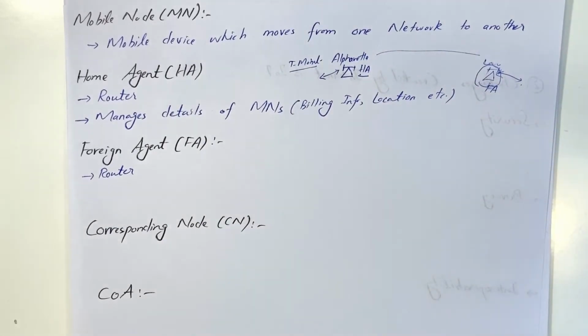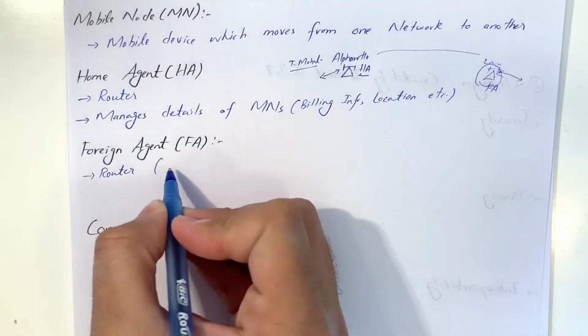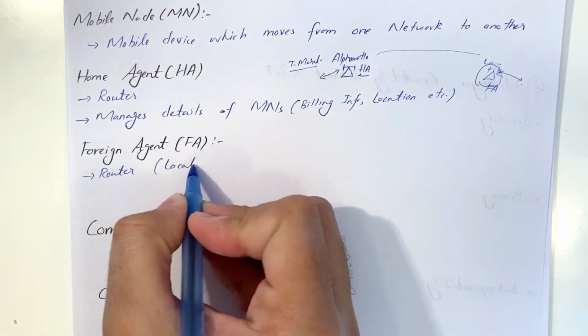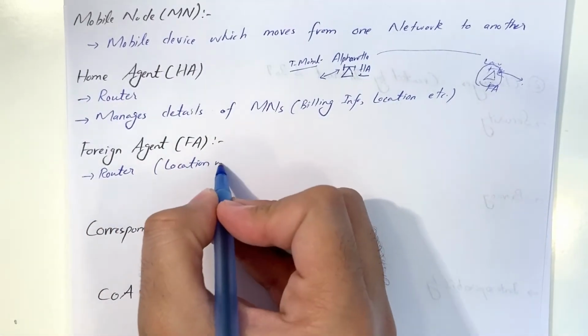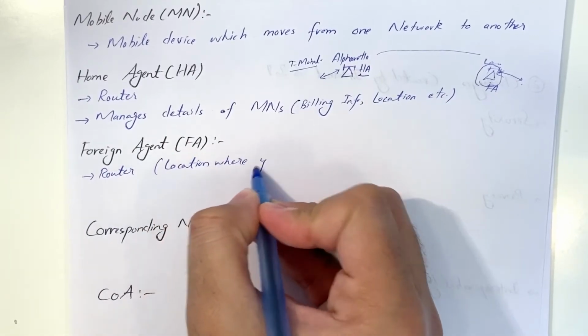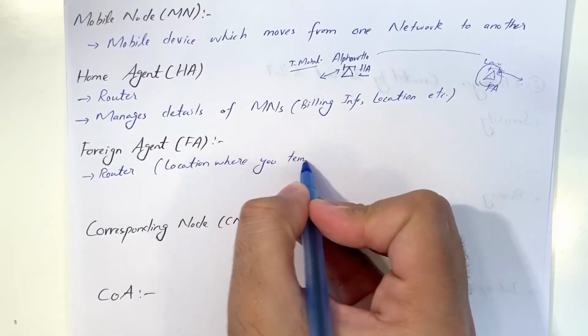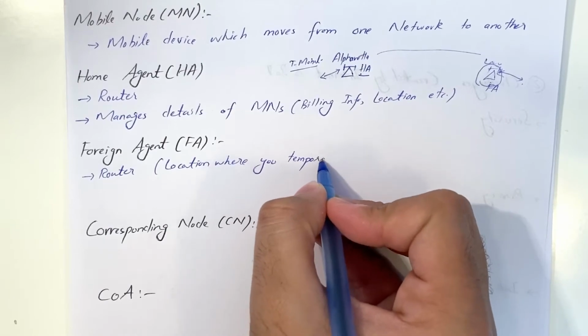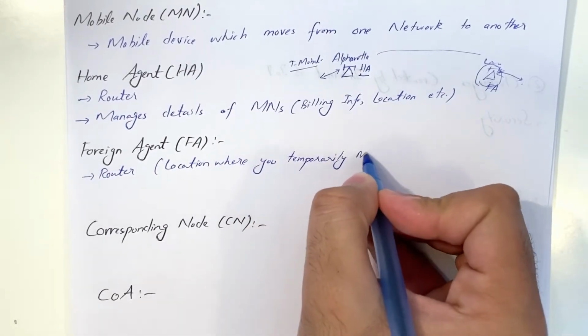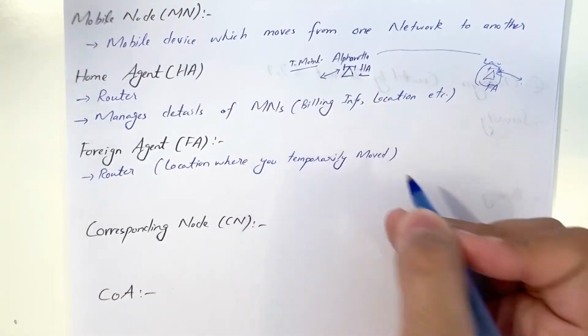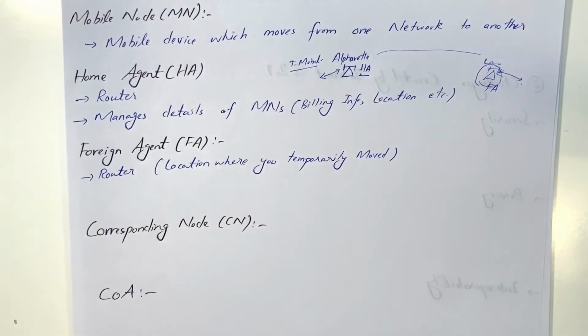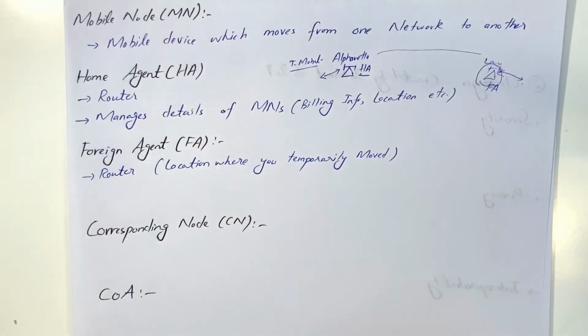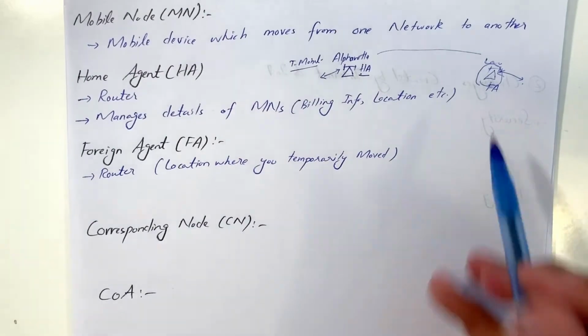So a foreign agent is again a router of your guest location, or you can say the location where you temporarily moved or visit. That's basically your foreign agent. A foreign agent could be a home agent for the people who live in Lawrenceville.